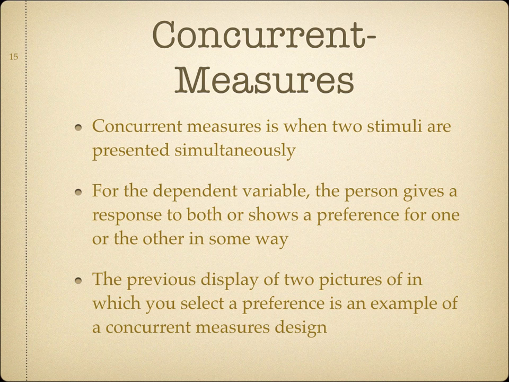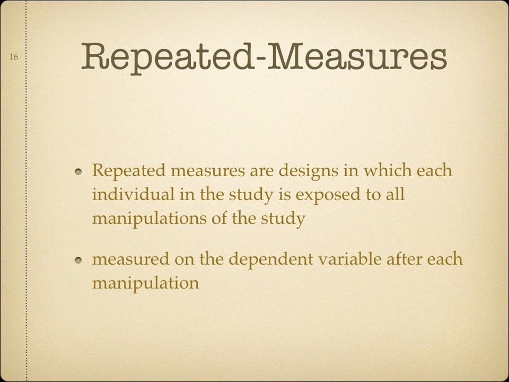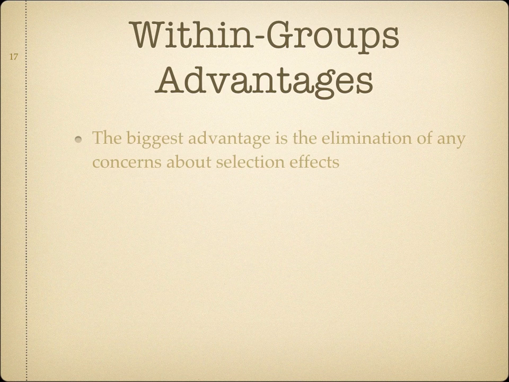Remember, in one of my previous presentations, there was a slide that showed two pictures of Audrey Hepburn, and you had a selection of a preference, or you could indicate a rating of attractiveness about Audrey Hepburn. That is an example of a concurrent measures type of design. Repeated measures designs are those in which each individual in the study is exposed to all the manipulations of the study. You're measured on the dependent variable after each manipulation. Now, this is a very different thing than pre-test, post-test, and we'll touch on that a little bit later.